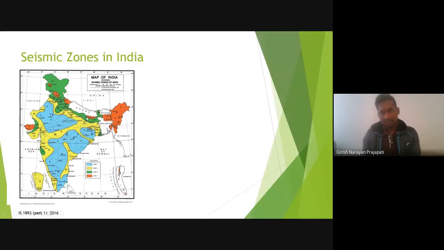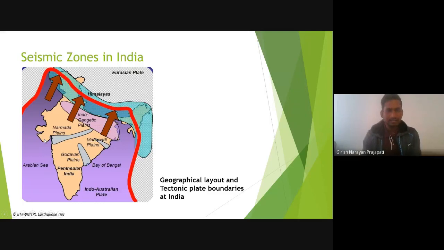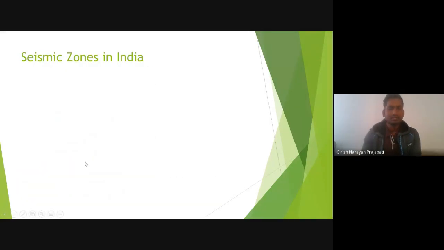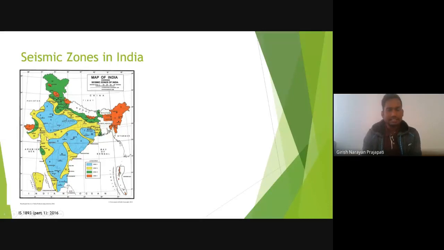All these places near the Himalayas are zone 4 or zone 5. And the places which are near the plains, the Narmada plain, Sindhu Gangetic plain, Mahanadi plain, or Godavari plain, are zone 3. And the rest of India is zone 2.